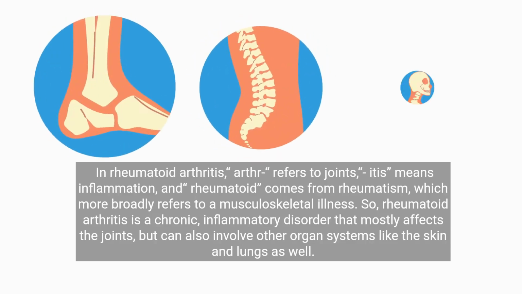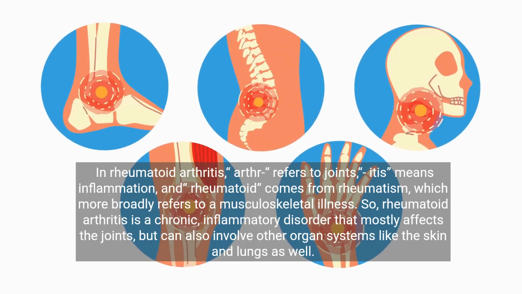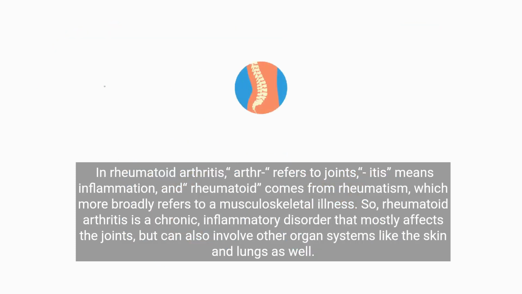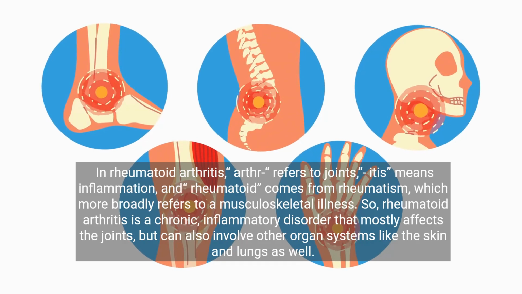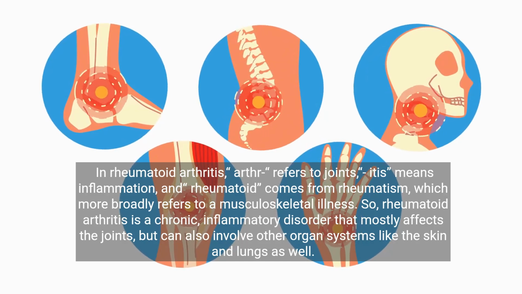In rheumatoid arthritis, arthr refers to joints, itis means inflammation, and rheumatoid comes from rheumatism, which more broadly refers to a musculoskeletal illness. So rheumatoid arthritis is a chronic inflammatory disorder that mostly affects the joints, but can also involve other organ systems like the skin and lungs as well.